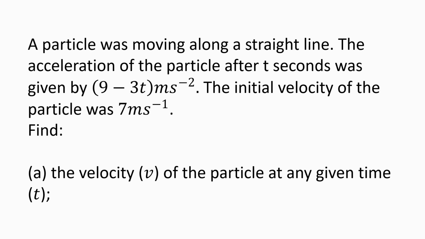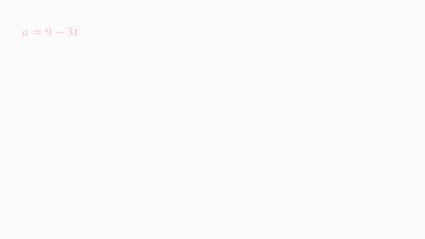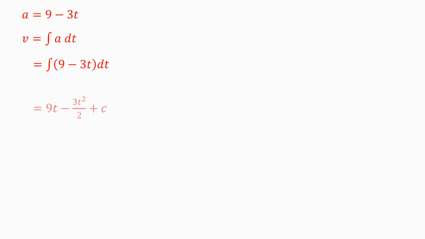So in other words, we are being asked to find the velocity equation. And to find the velocity equation, we need to integrate the acceleration equation. So our acceleration equation is 9 minus 3t. Therefore, v will be an integration of the acceleration equation in relation to time. So it's an integration of 9 minus 3t dt, which will be 9t minus 3t squared over 2 plus c, because we do not have limits for the integration.